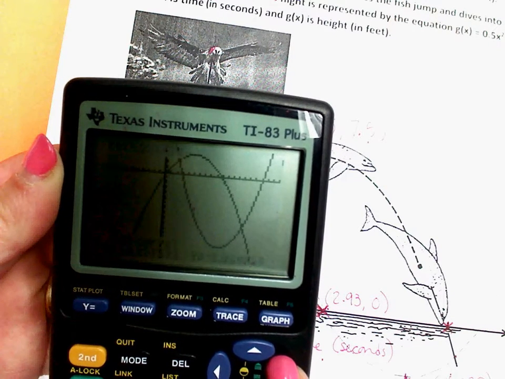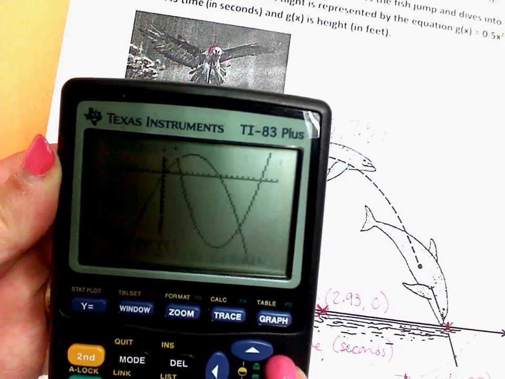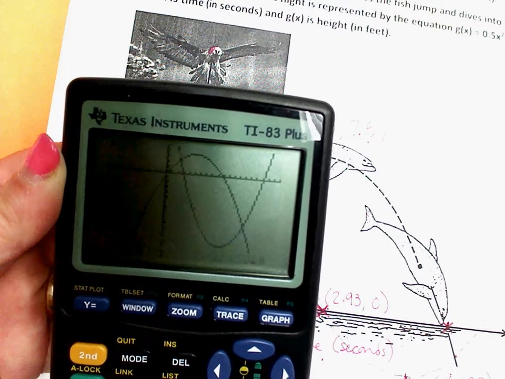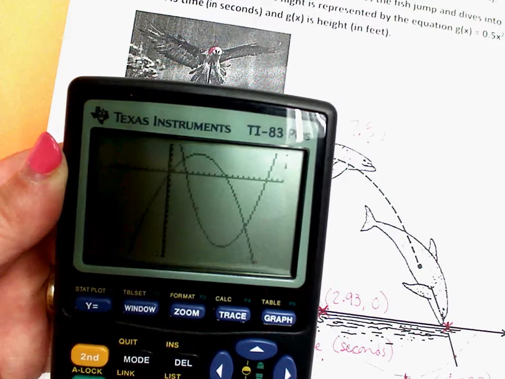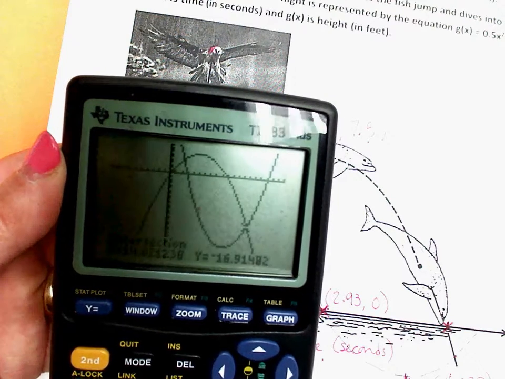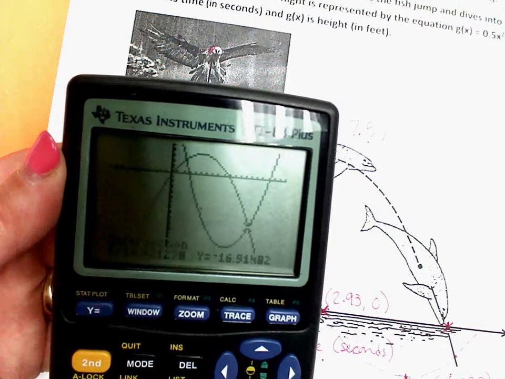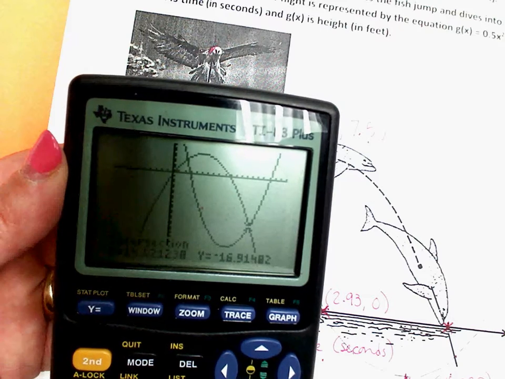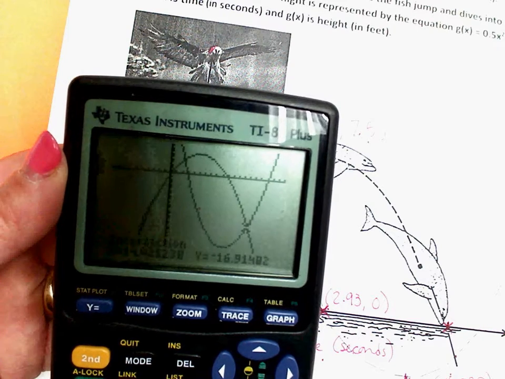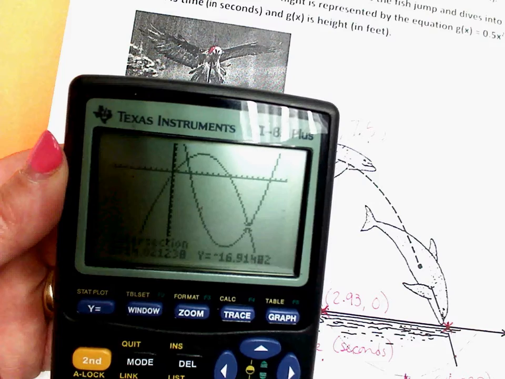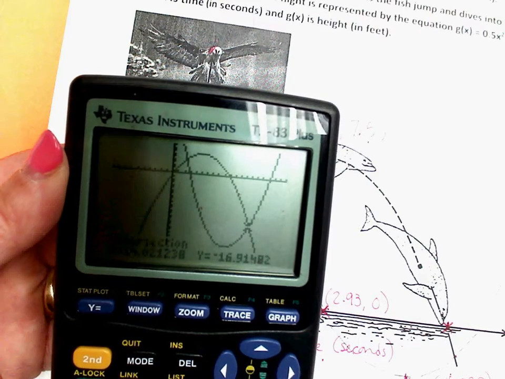Once you get it there, you're going to hit enter 3 times. Doesn't have to be right on it, it just has to be closer to that one than it was to the other. So his second chance happens at 14.02 seconds, comma, negative 16.91 seconds. So there's his second chance.